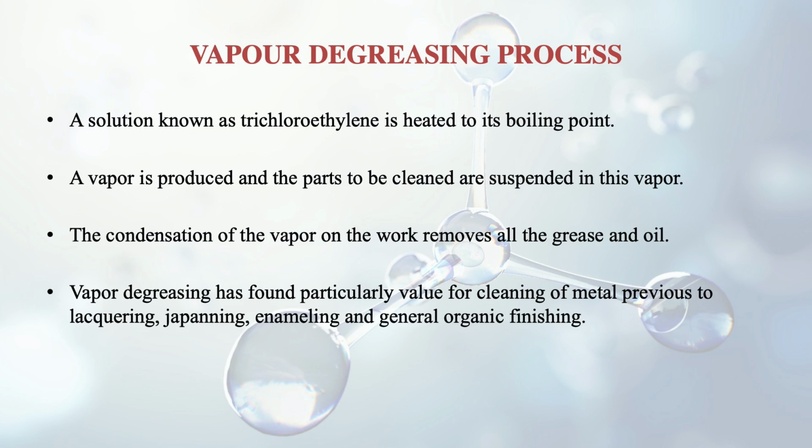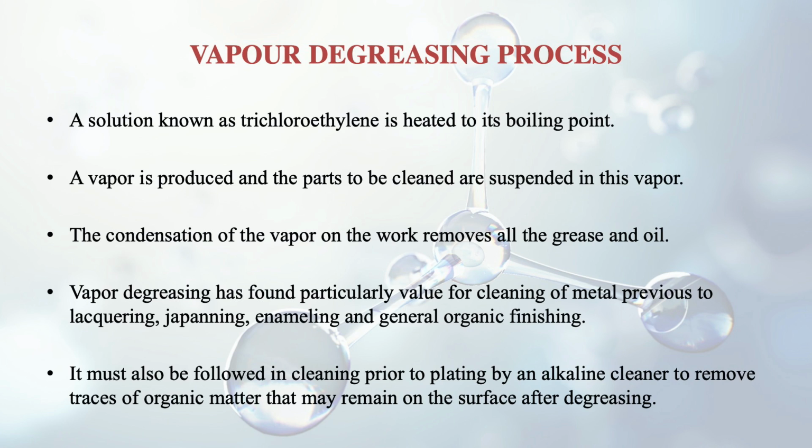Vapor degreasing has found particular value for cleaning of metal previous to processes like lacquering, japanning, enameling, and general organic finishing. These are processes which you may have read in your manufacturing science course, and before these processes, vapor degreasing can be used. It must also be followed, in cleaning prior to plating, meaning prior to electroplating, by an alkaline cleaner to remove traces of organic matter. Everywhere we are using alkaline cleaner, so it helps to remove the different kinds of impurities on the surface after degreasing.